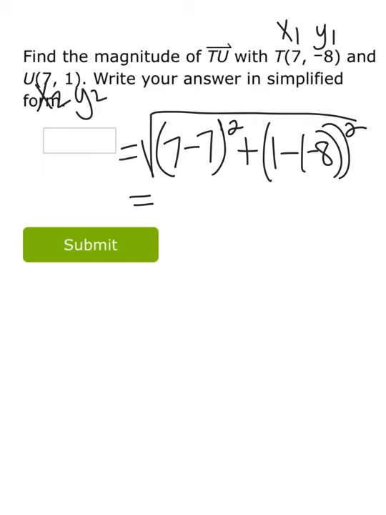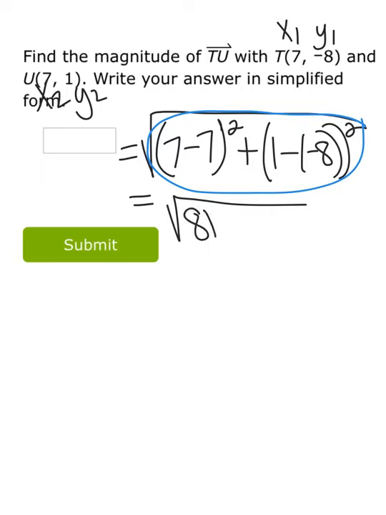So once again, only evaluate what's under the radical first. Whenever I evaluate 7 minus 7 squared plus 1 minus -8 squared, I would get 81. So my answer is the square root of 81. Well, thankfully I know that the square root of 81 is just 9, so I don't have to worry about simplifying this anymore. My final answer would just be 9.